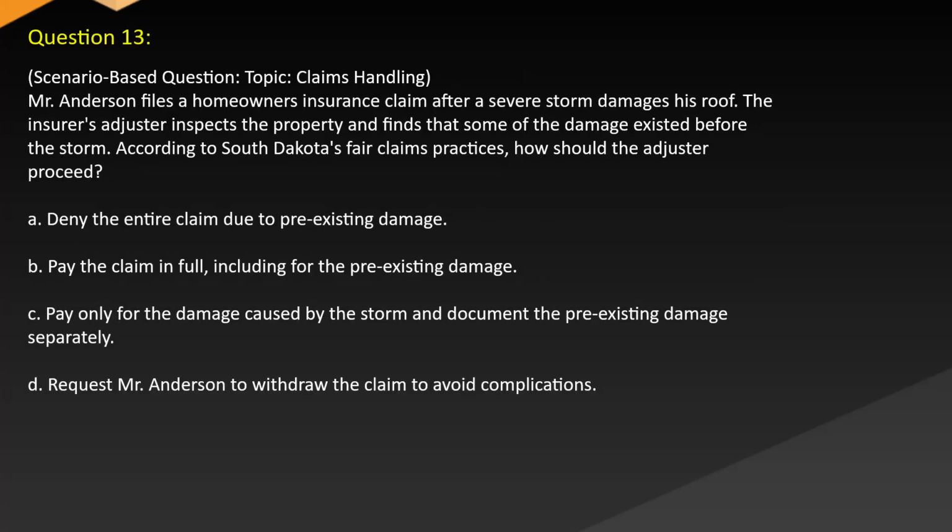Question 13, scenario-based question. Topic: Claims handling. Mr. Anderson files a homeowner's insurance claim after severe storm damages his roof. The insurer's adjuster inspects the property and finds that some of the damage existed before the storm. According to South Dakota's fair claims practices, how should the adjuster proceed? A. Deny the entire claim due to pre-existing damage. B. Pay the claim in full, including for the pre-existing damage. C. Pay only for the damage caused by the storm and document the pre-existing damage separately. D. Request Mr. Anderson to withdraw the claim to avoid complications.